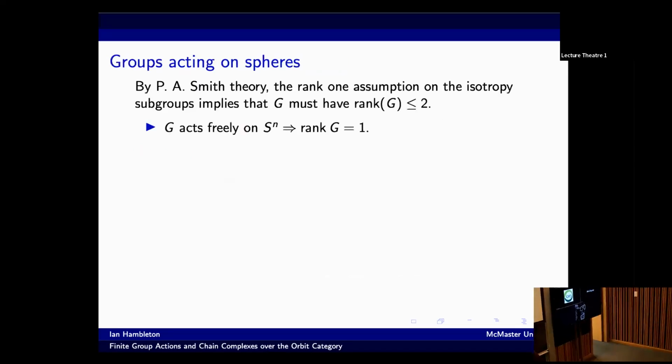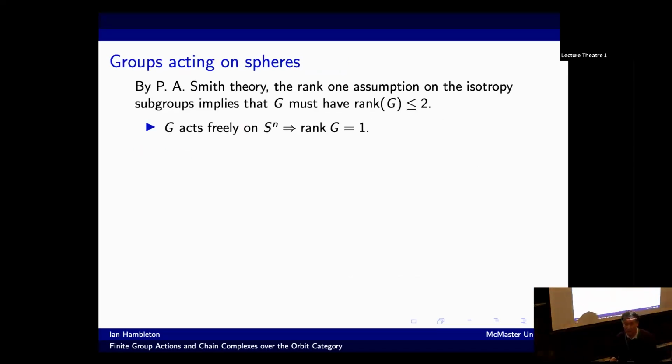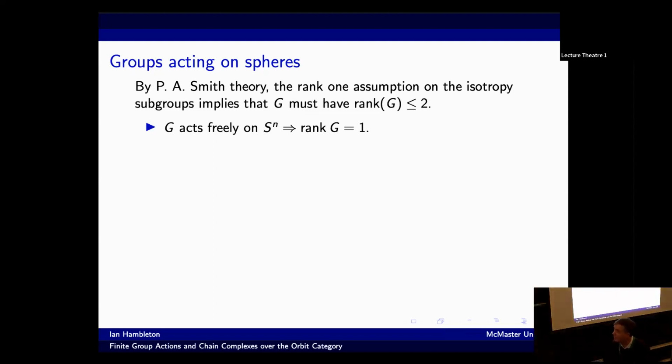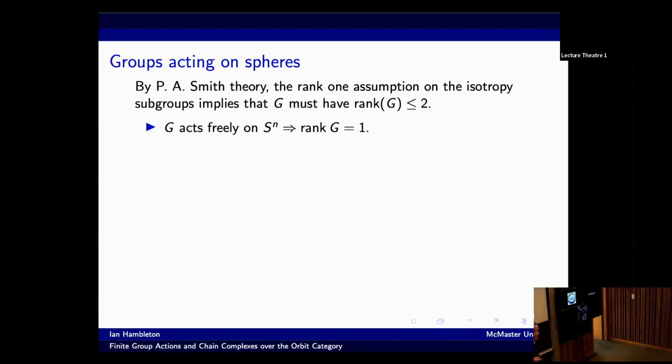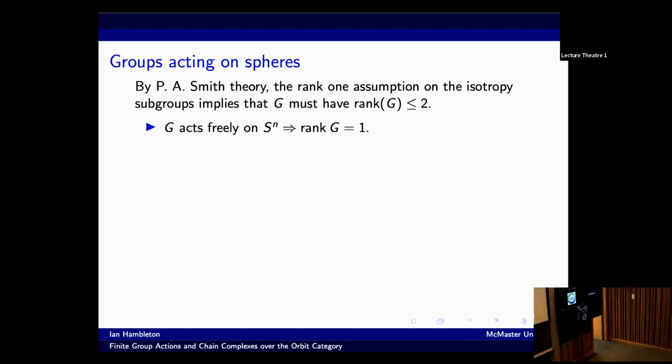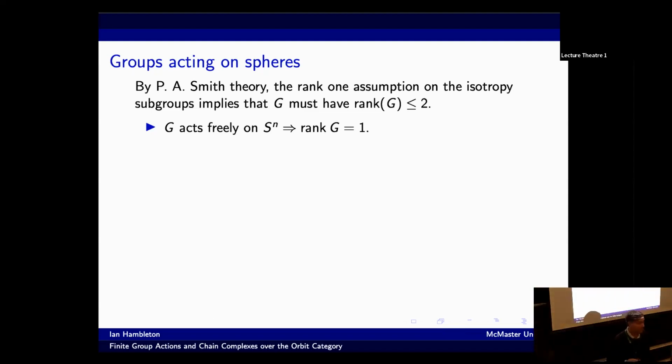Okay, so just some facts about groups acting on spheres. There's the classic P.A. Smith theory. I wanted to say that the assumption in the question was that we were looking at isotropy of rank 1, and a little argument with Smith theory tells you that the group itself must have rank less than or equal to 2. So this whole talk is going to be about finite groups of rank 2.